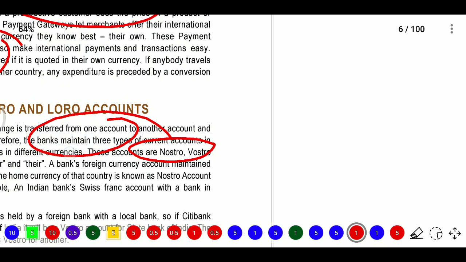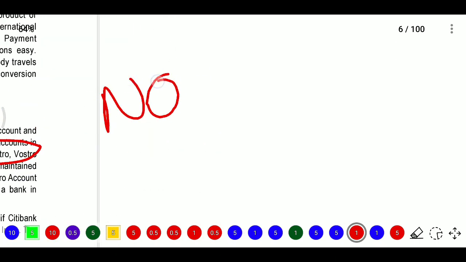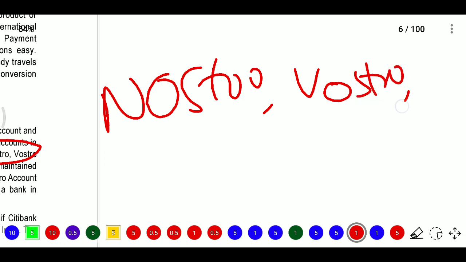What is meant by Nostro, Vostro, and Loro?